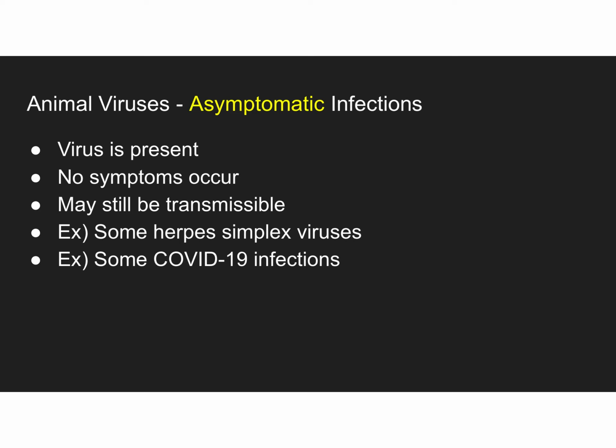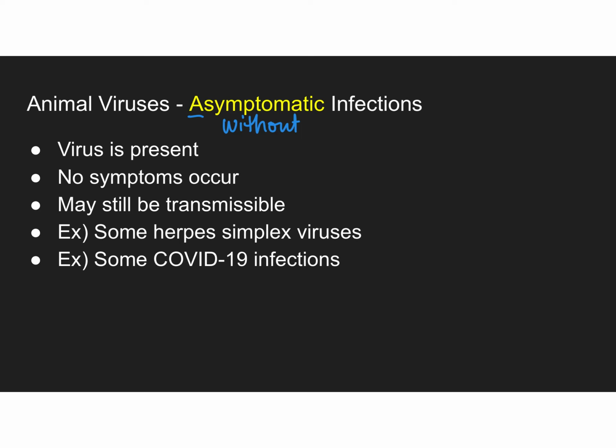Now, some viruses are asymptomatic. Remember that when you have an A before a word, it usually means without. So asymptomatic means without symptoms. So in this case, the virus is present, but symptoms are not occurring. Now, the virus may still be transmissible, meaning that you might still be able to pass it on to another person, even if you're not experiencing symptoms. And some viruses might be asymptomatic to certain people, but symptomatic to others.